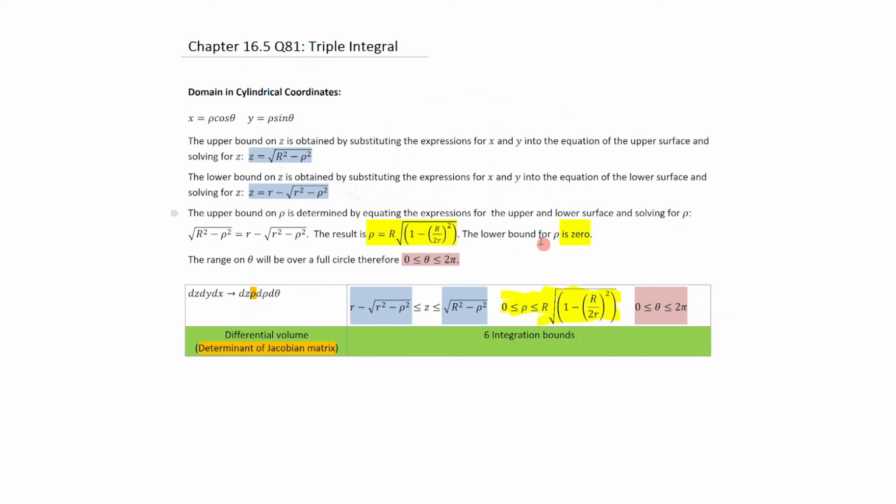The lower bound for rho will be 0. And then for theta, since we're performing a full circle, theta will be between 0 and 2 pi. So now we can put all the pieces together. And here we have, of course, the differential volume in cylindrical coordinates, now in terms of rho rather than r. Here are the lower and upper bound on z, the lower and upper bound on rho, and the lower and upper bound on theta.